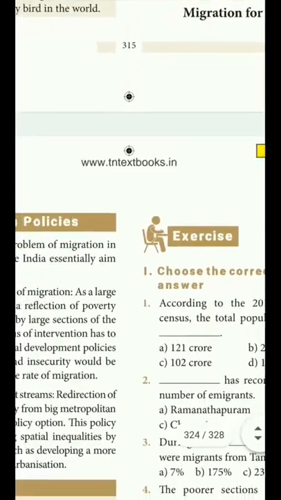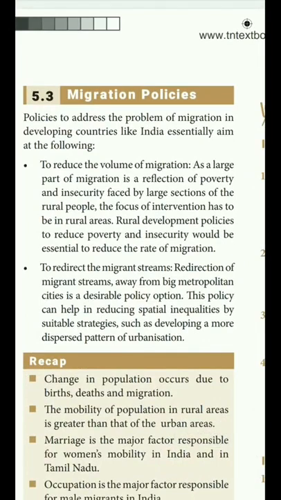Next one, migration policies. What are the migration policies? Two important policies: to reduce the volume of migration, to redirect the migrant stream. There are only two important policies. What are the two important policies? This is also a very important question, a detailed question. State the aims of migration policy: to reduce the volume of migration and to redirect the migrant stream. So the policy to address the problem of migration in developing countries like India essentially aims at the following. First one, to reduce the volume of migration.